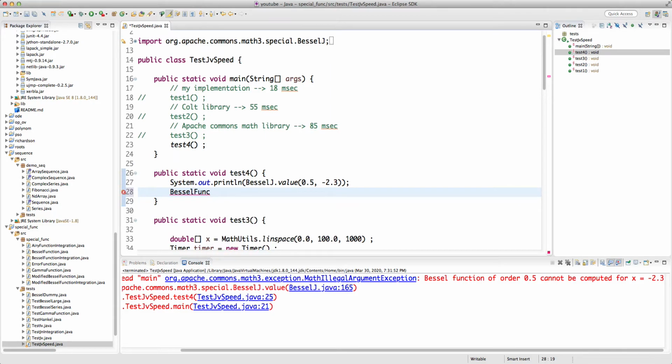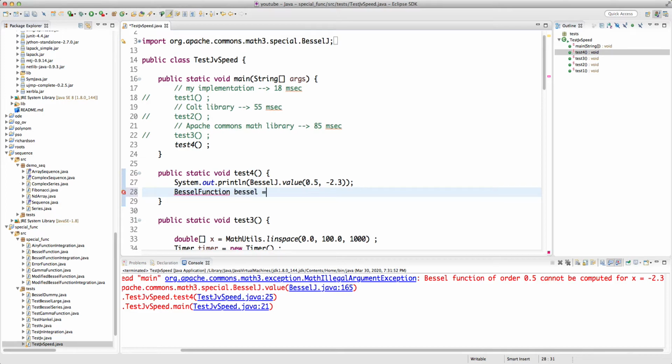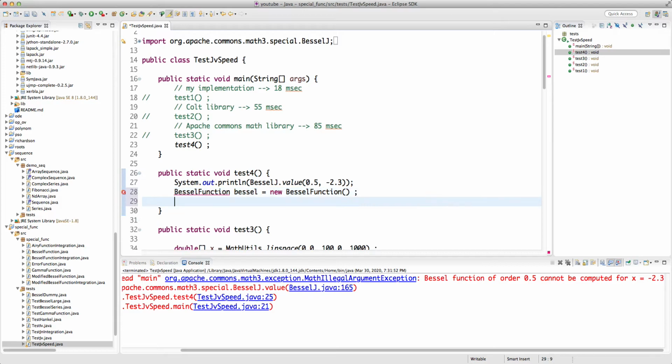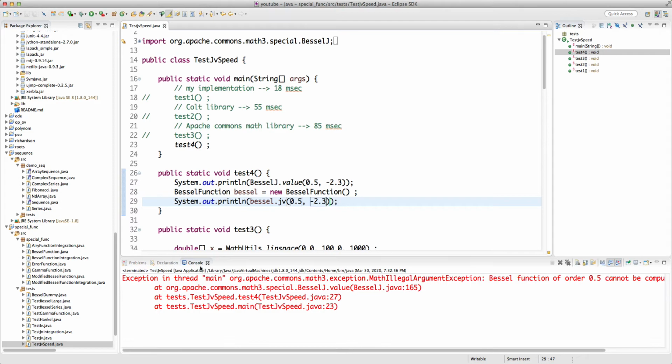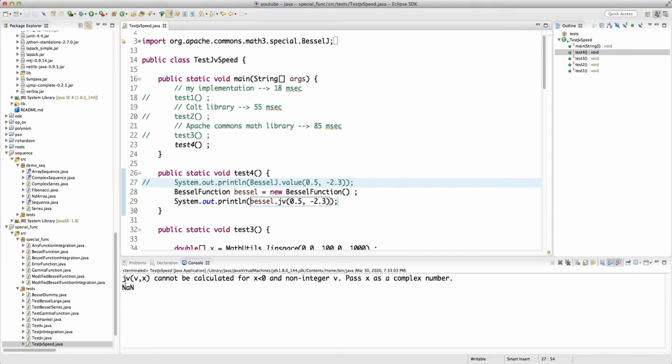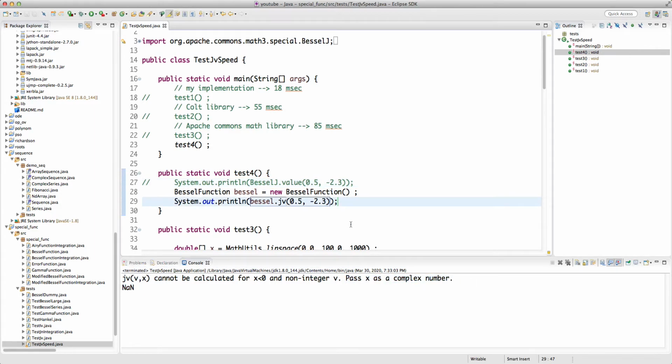So let's create, from my library, a Bessel function, new Bessel function, as sysout Bessel.jnew(0.5, -2.3). Let's see what happens here. All right, so let's remove this one. It throws an exception, which is not good. It says that I cannot calculate it, and I'm returning that, but pass x as a complex number so that it can be correctly evaluated.